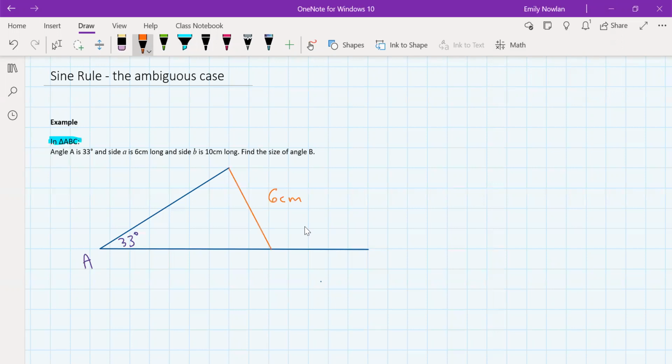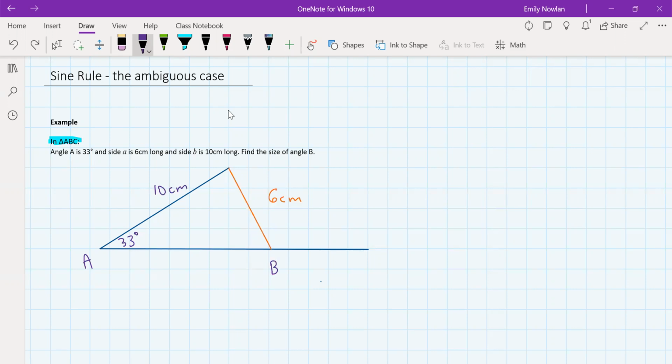Now, the other piece of information they had is that side B is 10 centimeters long. So if we put B there, then side B has to be opposite it, which is 10 centimeters over there. And then it says find the size of angle B. So that's this one here. That's what we need to find.